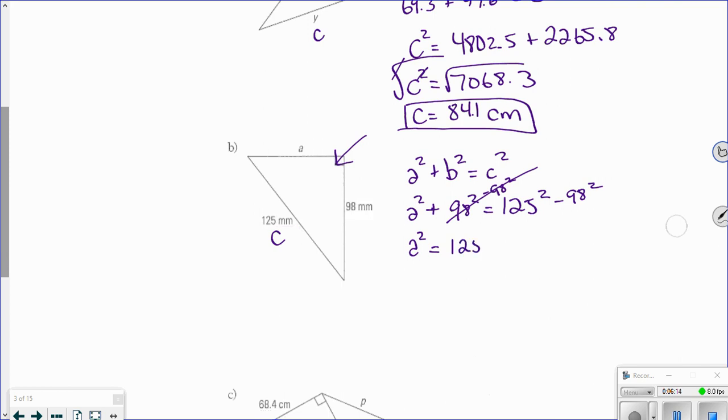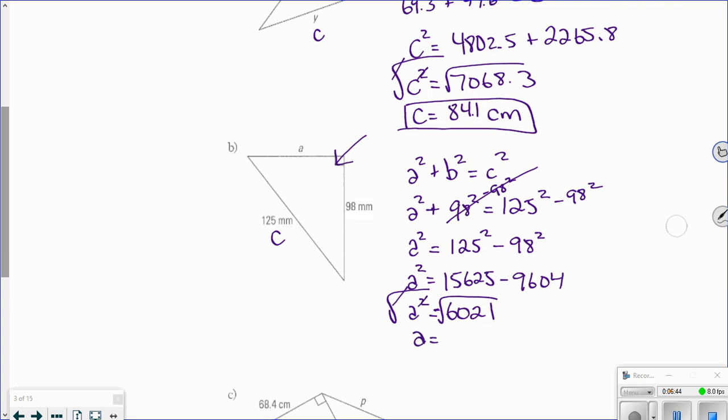So now on the other side, I've got 125 squared minus 98 squared. So my a squared is going to be 15,625 minus 9,604. If I do that in my calculator, I get a squared is equal to 6021. Last step is to take the square root of both sides. So my a side is 77.6. And I have millimeters in my question, millimeters in my answer.